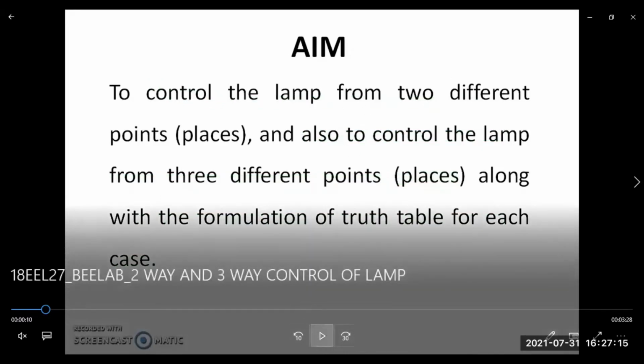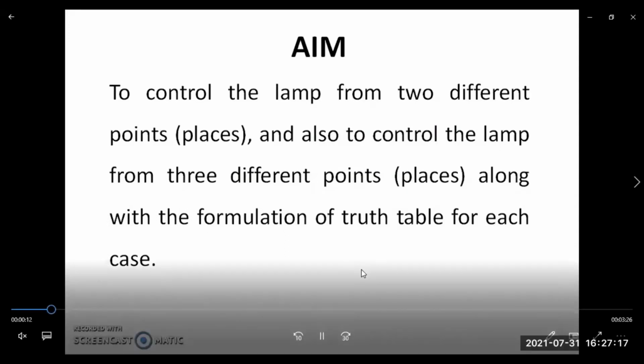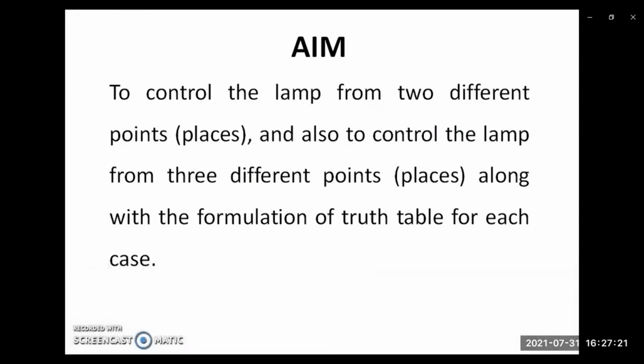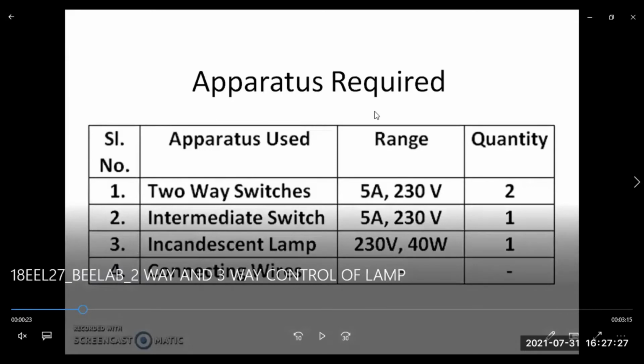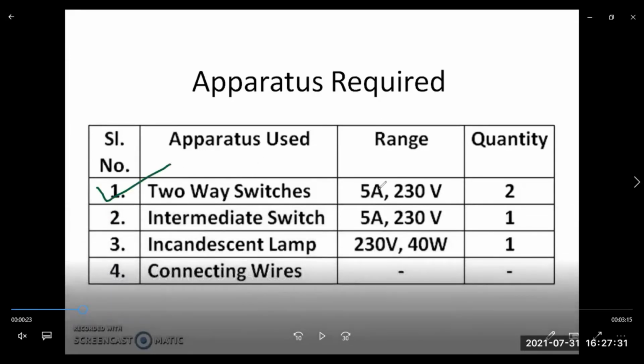Now let us see the circuit diagram, the equipments required, etc. You can have an observation. What are the major equipments required for conducting the experiment? The following are the equipments which are required. We require two-way switches. The current rating of the two-way switches is 5 ampere and the voltage rating across the switch is 230 volt.